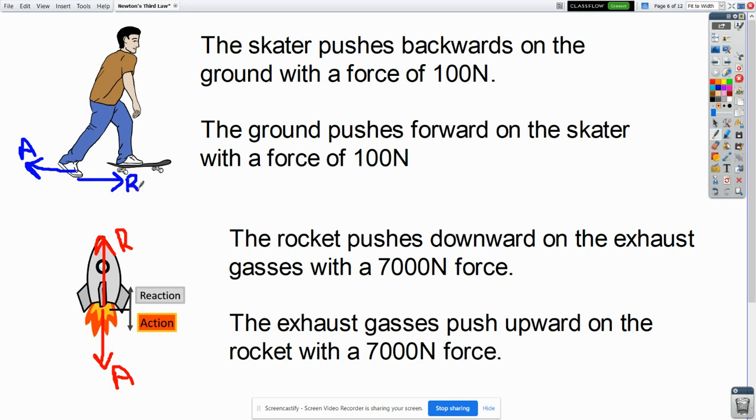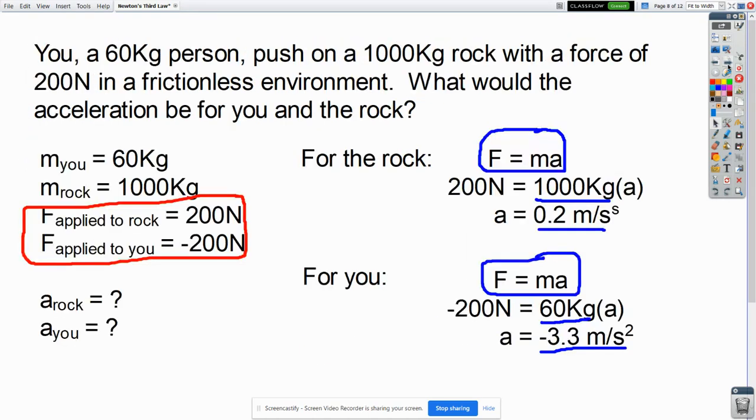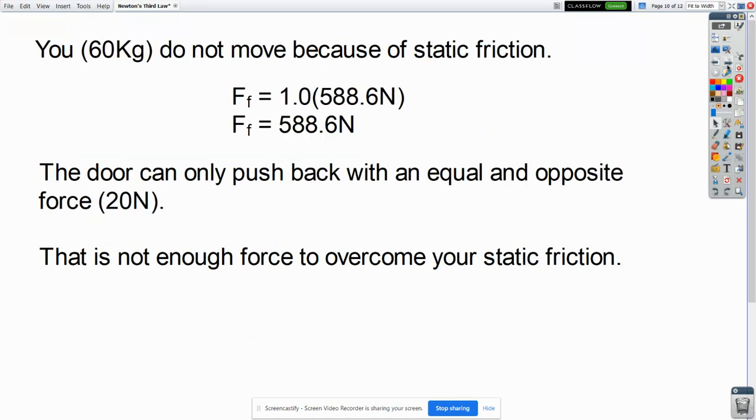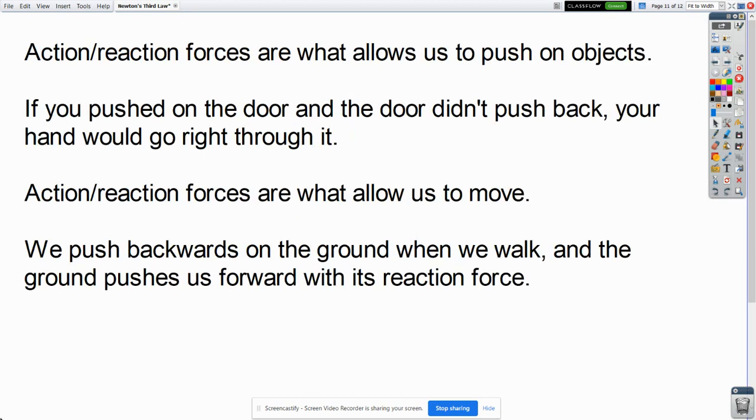Remember Newton's second law. Objects accelerate in the direction of the net force that's applied to them. So what actually makes the skater move forward is not the force of his foot. What makes him move forward is the reaction force of the ground, because that's the one that's in the forward direction. If we couldn't produce action-reaction forces, you couldn't push backwards on the ground and have the ground push forward on you, and you wouldn't go anywhere. We wouldn't move anywhere. So they're kind of important pairs. They're kind of important ideas.